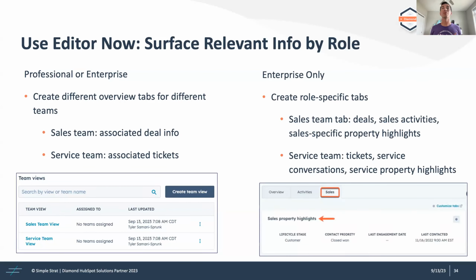If you're on Enterprise, you can still use the team views if that makes sense for you. Probably the best way to do it is role-specific tabs. So Enterprise gives you the ability to show different tabs. So we can have a sales tab that only shows sales information. And we can have a service tab that only shows service information. And if you've got a custom use case, you can do that as well. So on the sales tab, we might be showing things like deals and surfacing relevant sales activities and interesting properties for sales to know, like what's on the screenshot here. We can do the same thing for service, for tickets and service-related interactions and properties that are interesting to them.